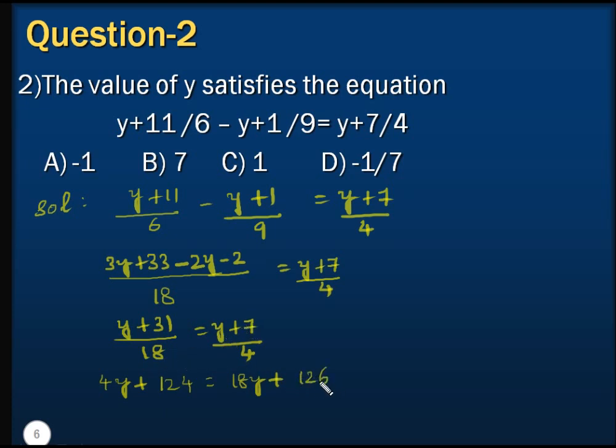It's 126. Now we'll bring 4y to this side and 126 to this side. So 124 - 126 is -2. This is equal to 18y - 4y, which is 14y, right? So which implies y = -2/14, or we can write it as -1/7, right? So the option is D.